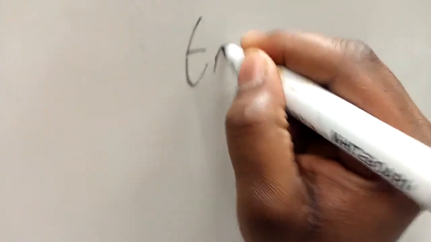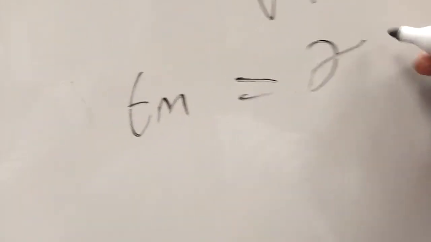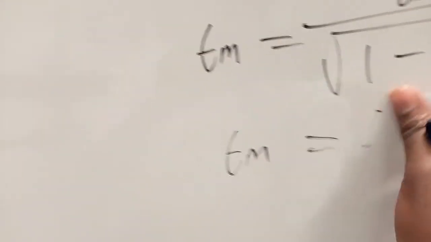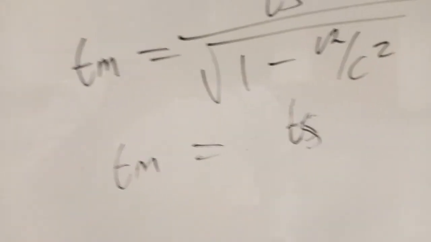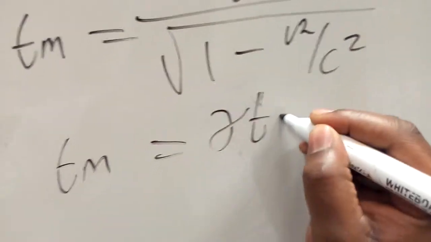This is like writing gamma. So you can say t sub m is equal to gamma, or the Lorentz factor, times the time as measured by the person inside the system. This is very funny looking, gamma is more beautiful than that. Oh, jeez. Let me write that again.